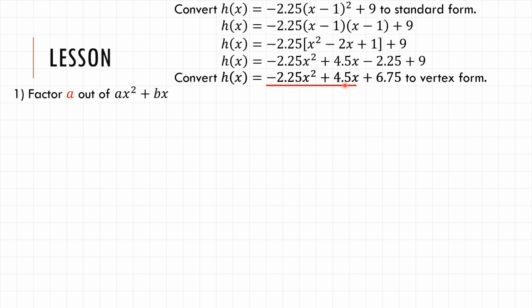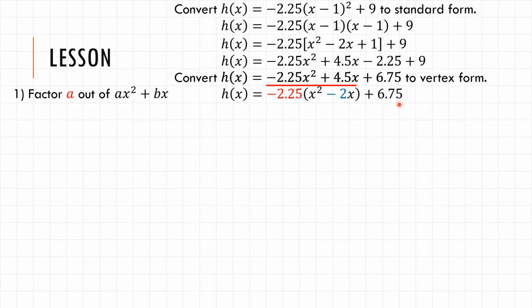So I'm going to divide both of these two terms by negative 2.25. Negative 2.25x squared divided by negative 2.25 is, of course, just x squared. And 4.5 divided by negative 2.25 is negative 2. We're going to leave the plus 6.75 outside for now.